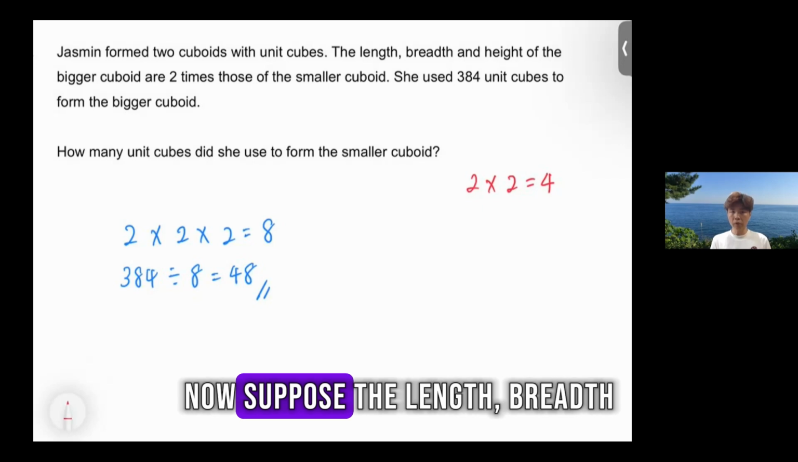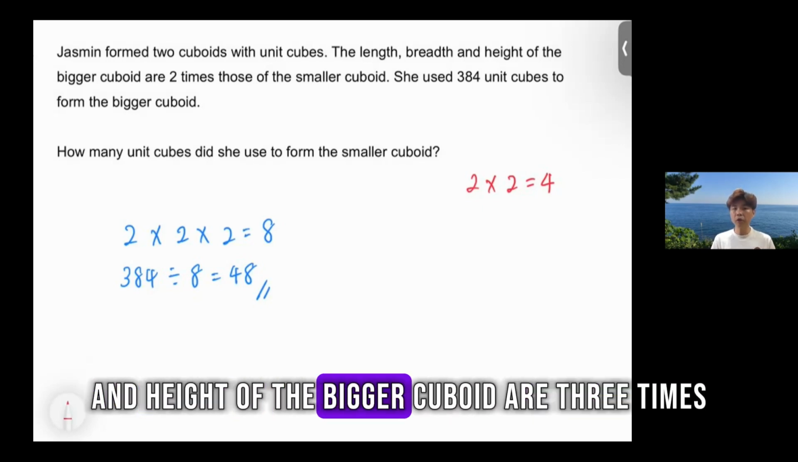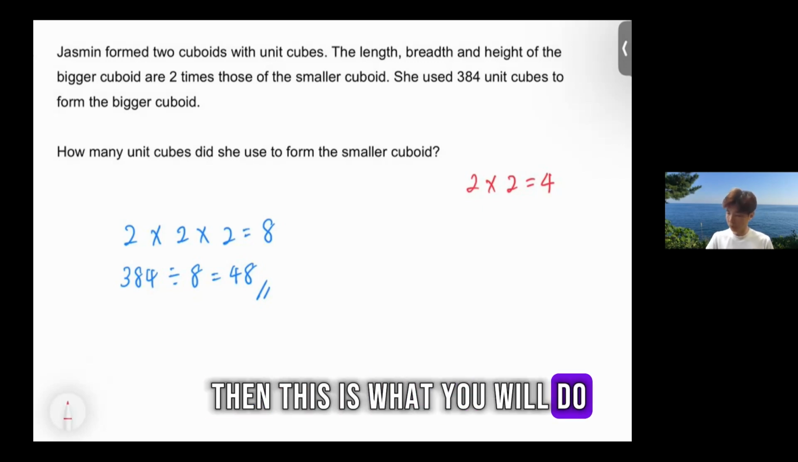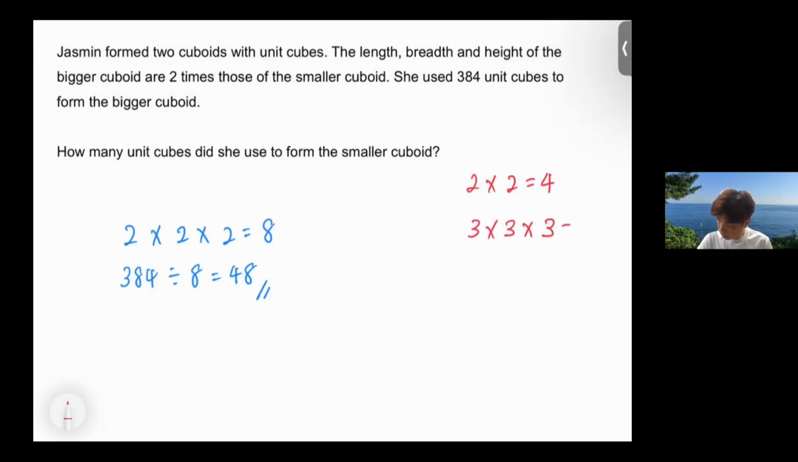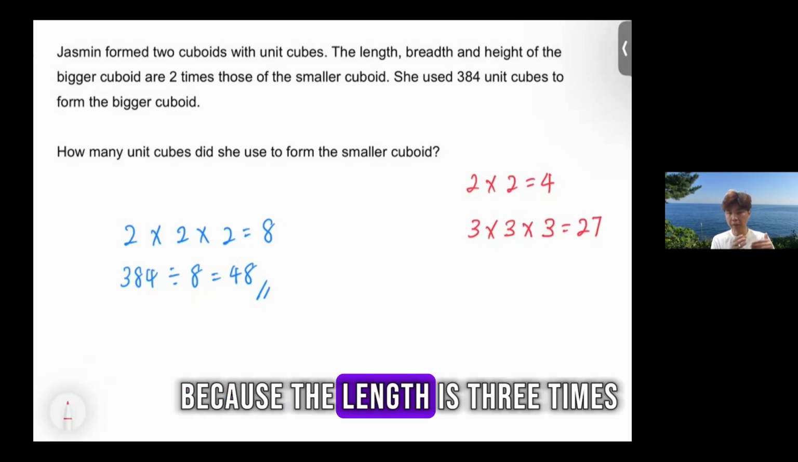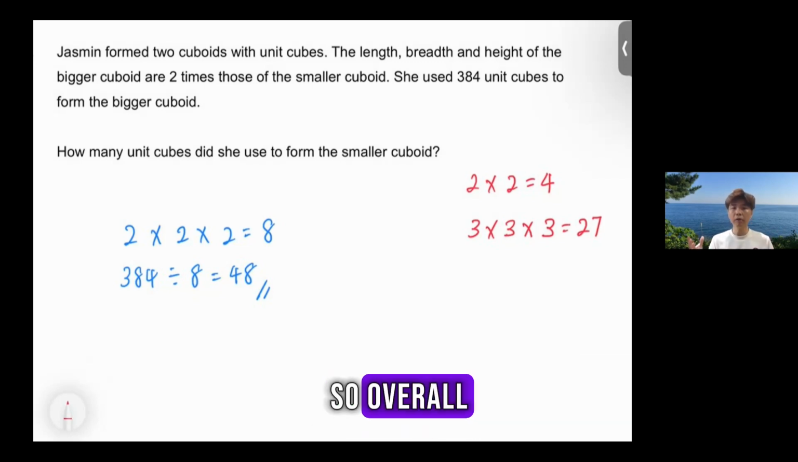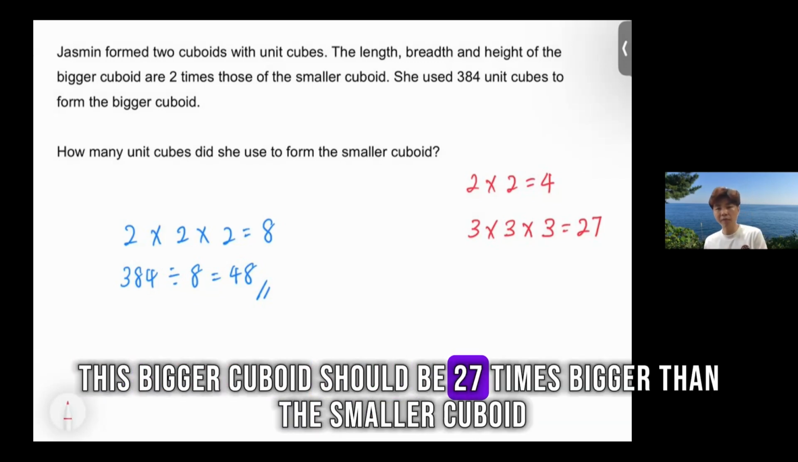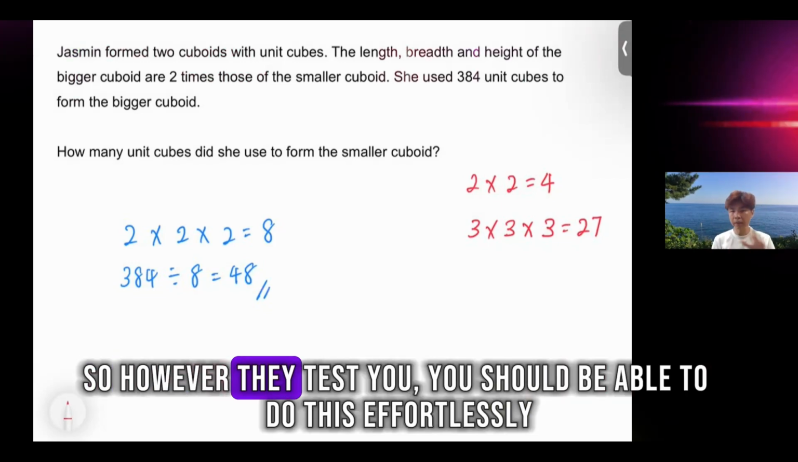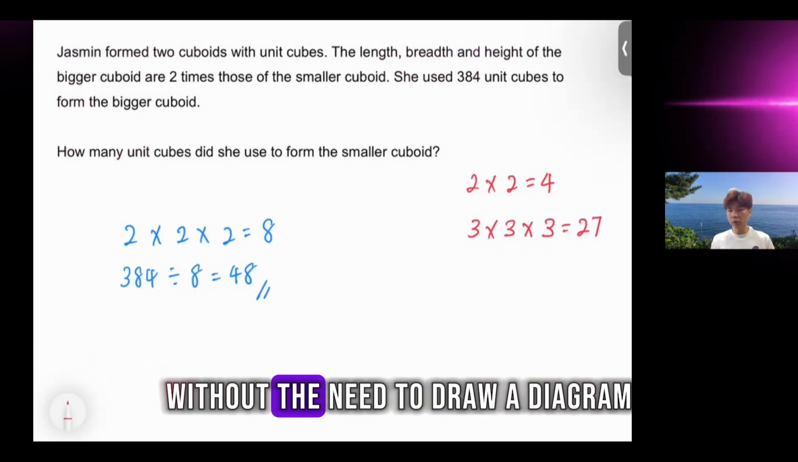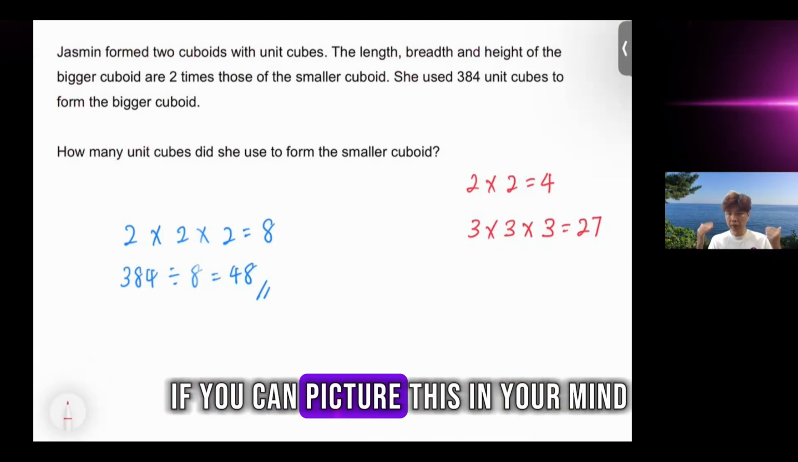Now suppose the length, breadth, and height of the bigger cuboid are 3 times those of the smaller cuboid, then this is what you will do. Because the length is 3 times, the breadth is 3 times, and the height is 3 times larger than the smaller one. So overall, this bigger cuboid should be 27 times bigger than the smaller cuboid. So however they test you, you should be able to do this effortlessly without the need to draw a diagram, if you can picture this in your mind.